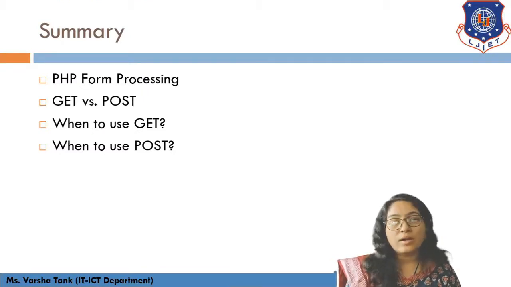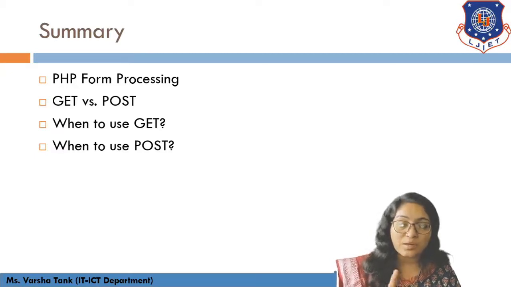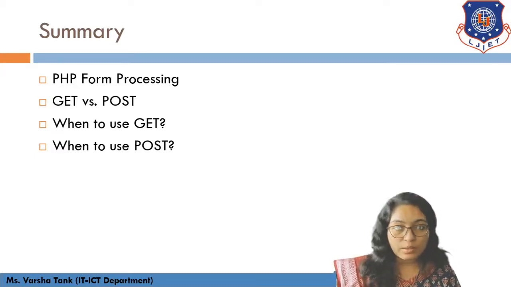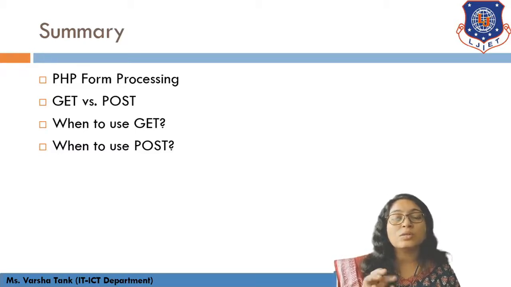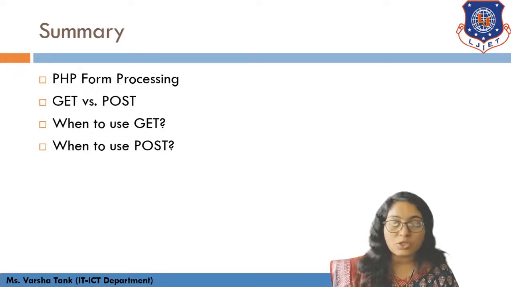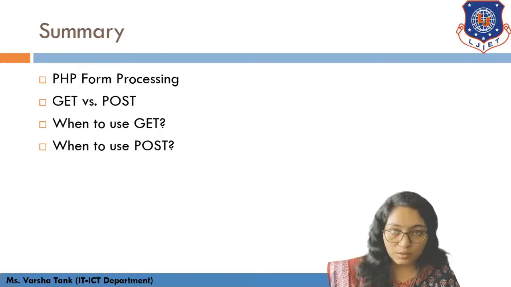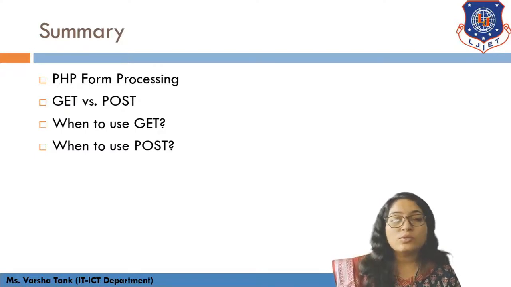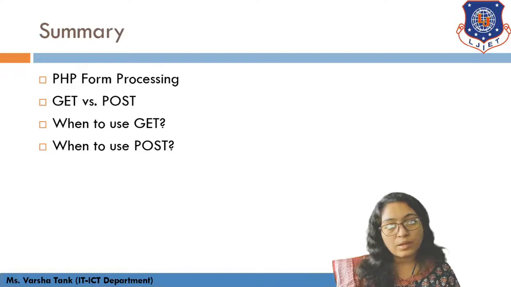So the summary of this lecture: we have learned about PHP form processing, get versus post, when to use get and when to use post. In PHP form processing, you can redirect the data using the get method, and you can redirect it using the post method also. Get versus post: as we have seen, get is not secure. The data is transferred through the address bar. So whenever you want to send any sensitive information, it is not advisable to use the get method. Developers mostly use the post method to send data.